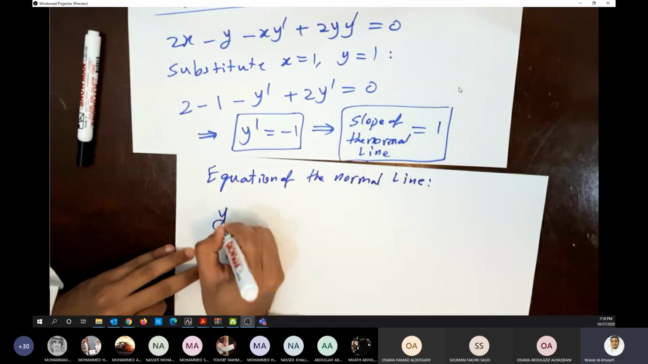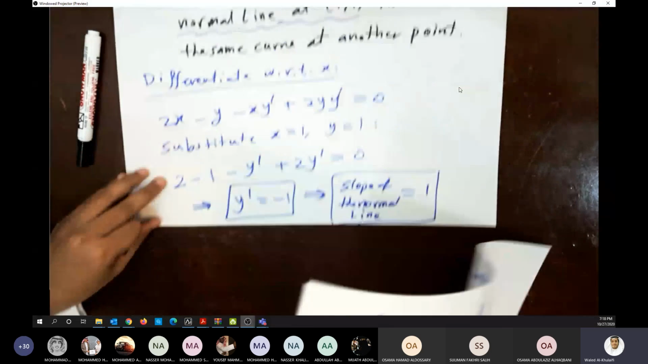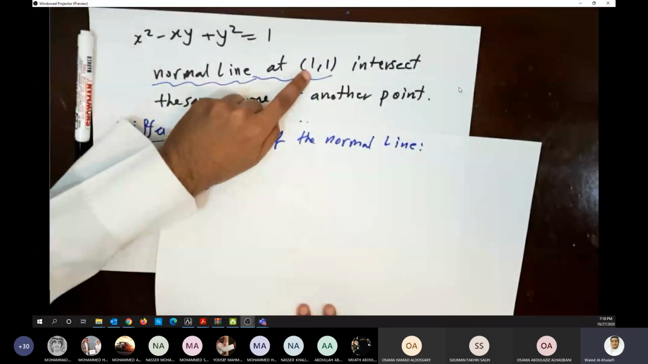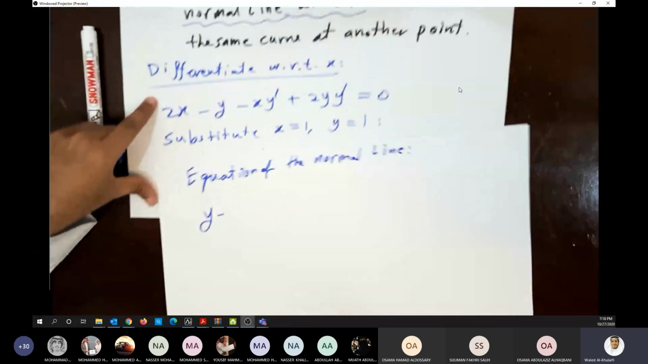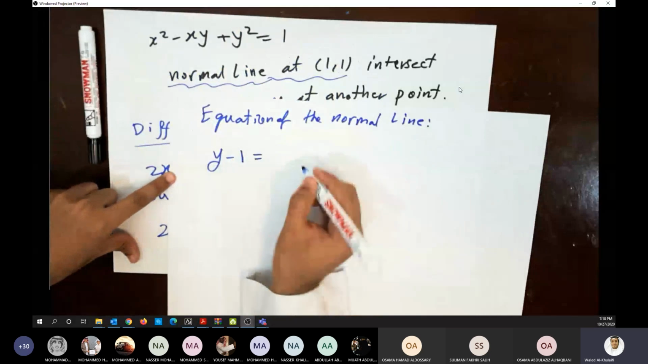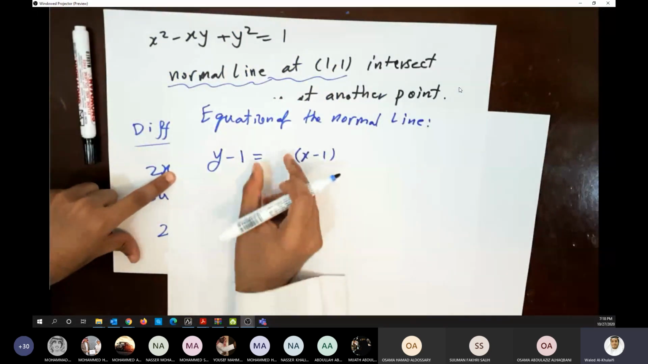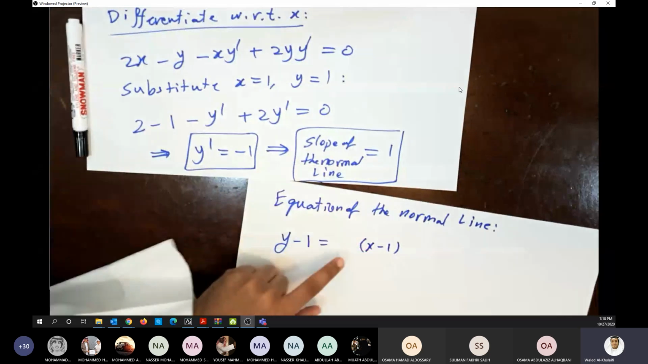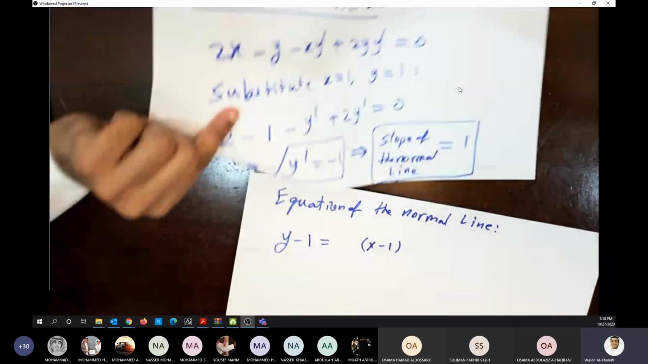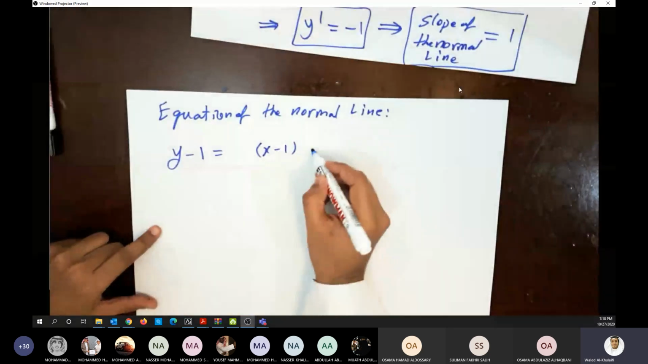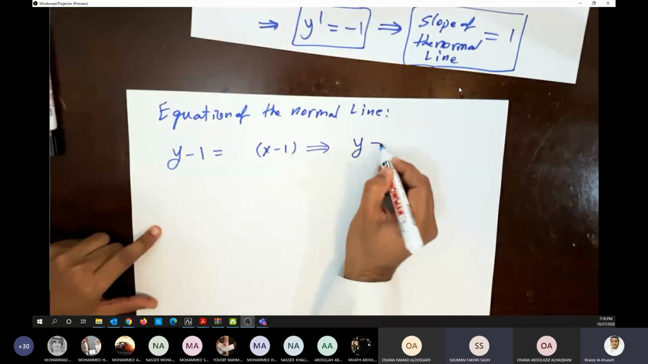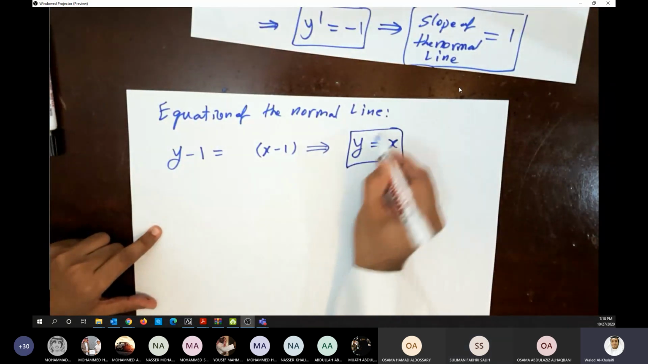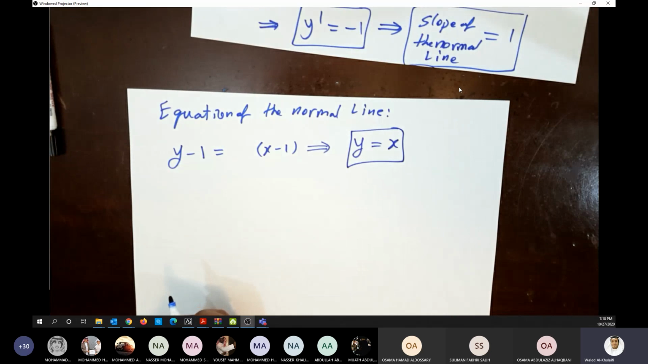What will be y negative? Of course the point that he told you is (1, 1), so we have y negative 1 equal x minus 1, and in this part you put the slope. The slope is 1, so I don't need to put 1. So what becomes the equation here? y equal x. Good thing that we have a nice equation. This is the equation of the normal line.